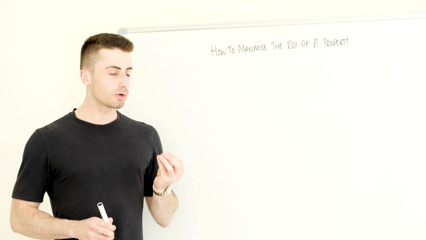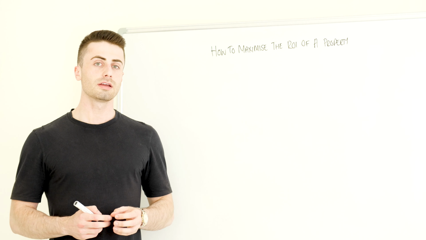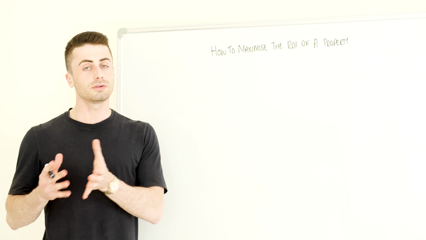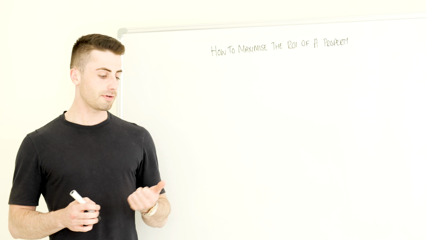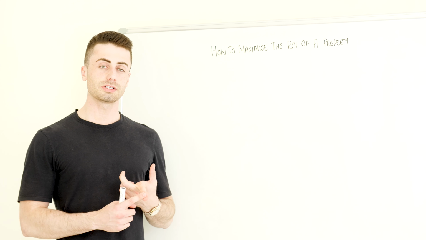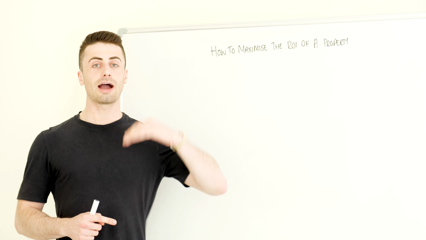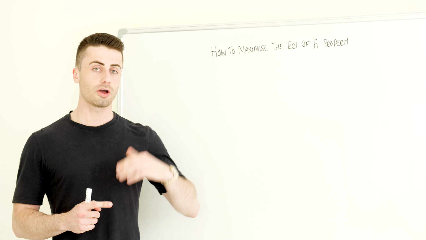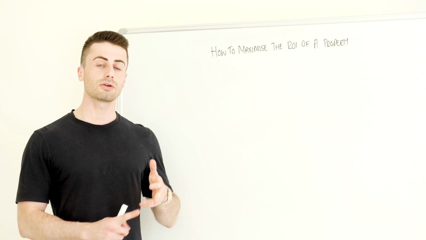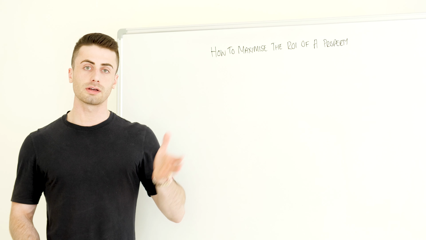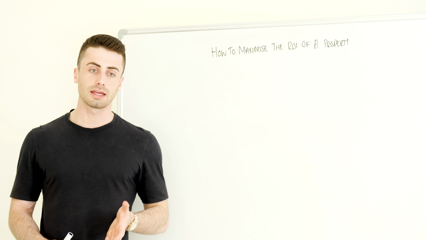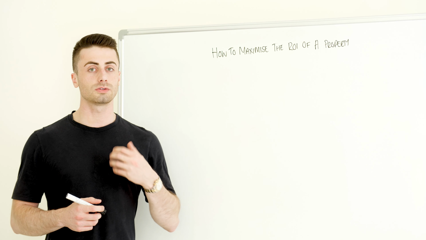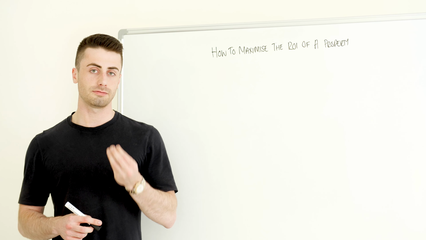And when I talk about return in this video, there are two types of return you get when you invest in a property. The first one is capital appreciation, which is how much the house prices go up by over time. And then there's also the rental cash flow that comes in every month, every year. And that's the return we're going to be talking about in this video.